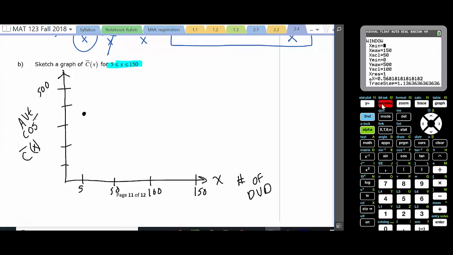So what I did, the Y, I'm going 0 to 500 by a scale of 100. Okay? Because you have to put that in to see the entire shape. So once you get that put in, you should be good. Now let's trace at 150.